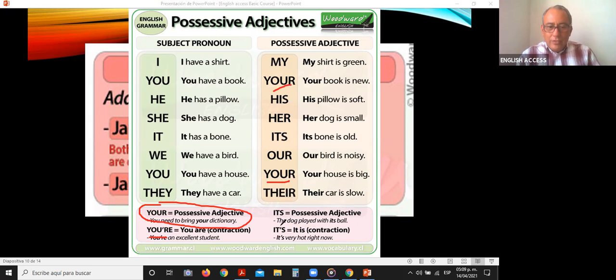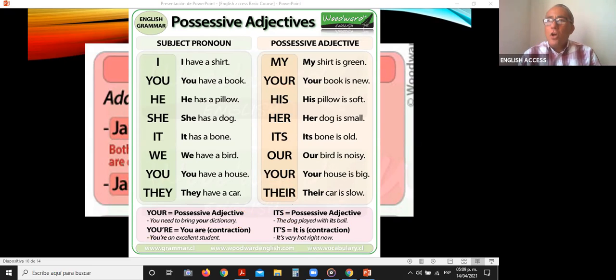It says, the dog played with its ball. El perro jugó con qué? Su pelota. It's the dog's ball. ¿Es la pelota de quién? Del perro. The dog played with its ball. And it sounds or looks very similar to it's, the contraction of it is. But this is not the contraction of the verb be. This is a possessive adjective.